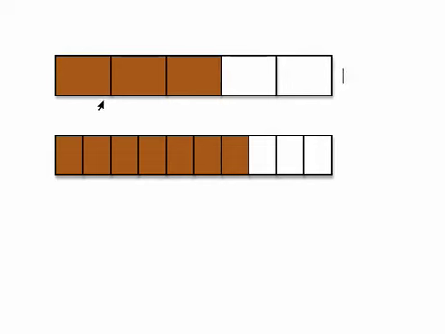The numerator is going to be the number of colored spaces, which is 1, 2, and 3. So our numerator would be 3. So this fraction is 3/5. Let's take a look at our next fraction below.